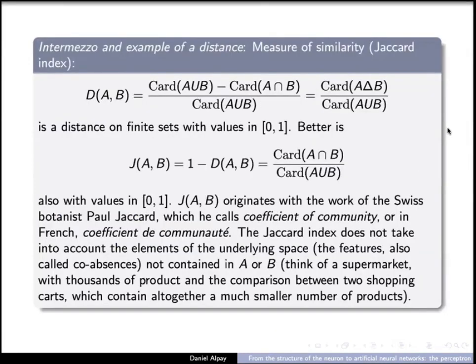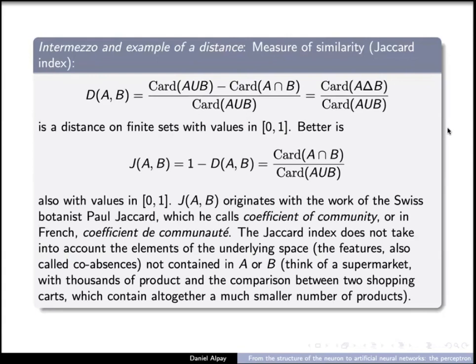Just for fun, I wanted to mention this fact. It's kind of an intermezzo. It's not related to what I said before and to what I will say after, but I think it's an interesting fact. So I look at sets, A, B, finite sets. You see what's written upstairs, D of AB, the cardinal of the symmetric difference divided by the cardinal of the union. It's not so easy to prove, but it is a distance.